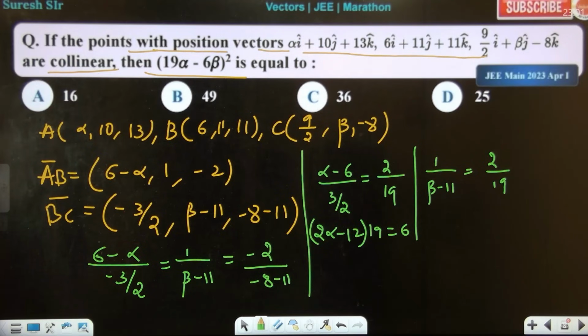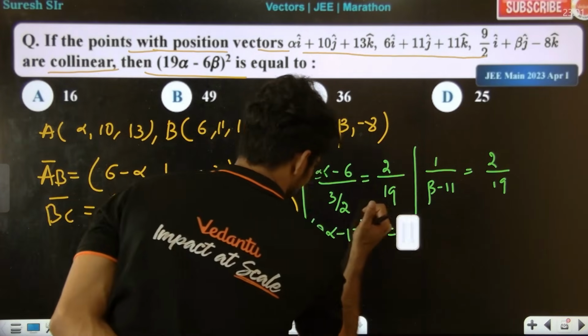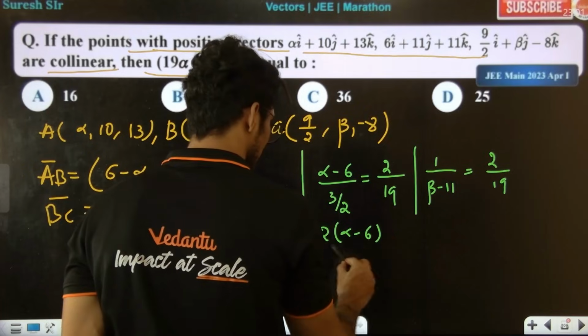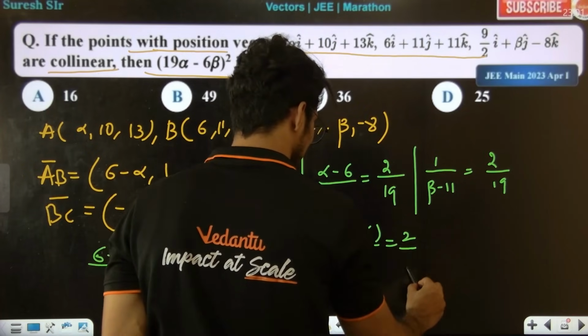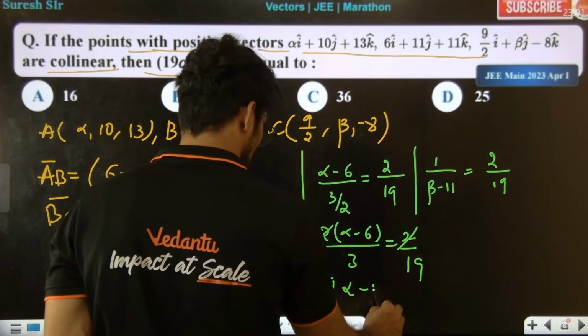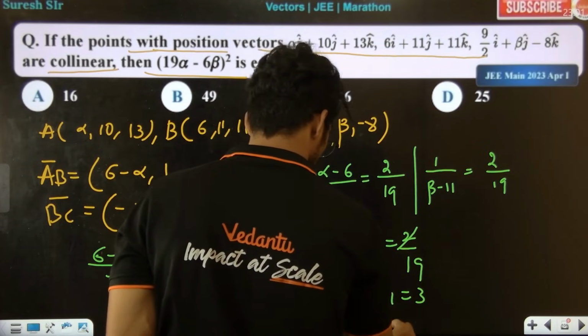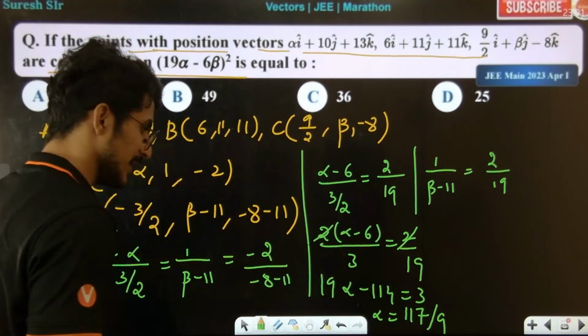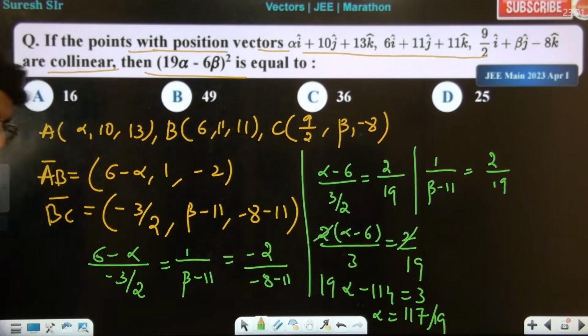Please check the calculations. Instead of doing this, we can cancel it and do it. So 2 times alpha minus 6 by 3 is equal to 2 by 19. So 19 alpha minus 114 is equal to 3. So alpha is equal to 117 by 19. Check, 117 by 19. Yes or no?